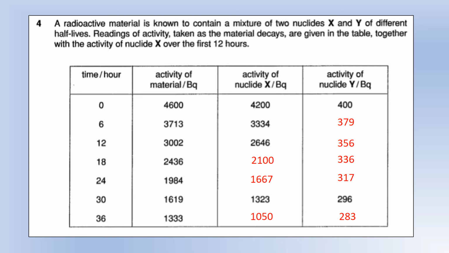So X I've done just using the fact the half-life is 18 hours. So the 18 hours would just be half the initial one, and then the 24 hours would be half the time at 6, and then finally 36 would be half what it was at 18. Then if we know the total activity of the material, we can just subtract the activity of X to give the activity of Y to get all those values on the right-hand side.